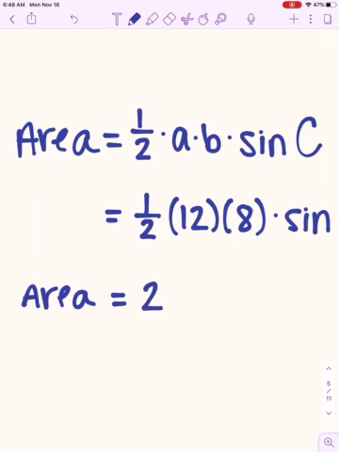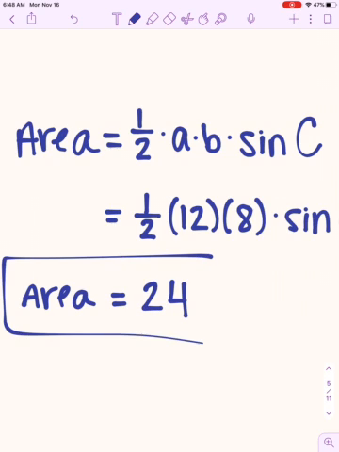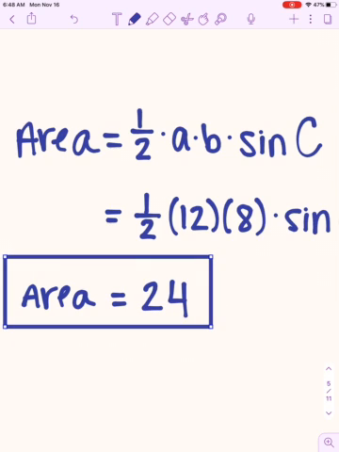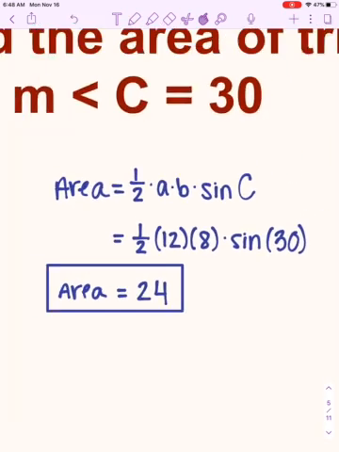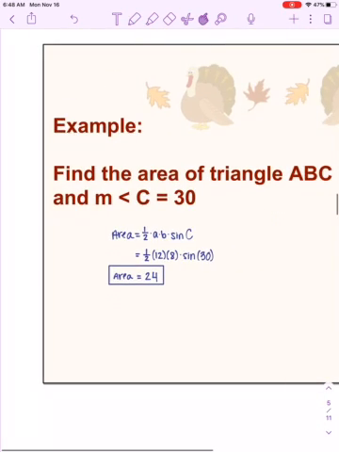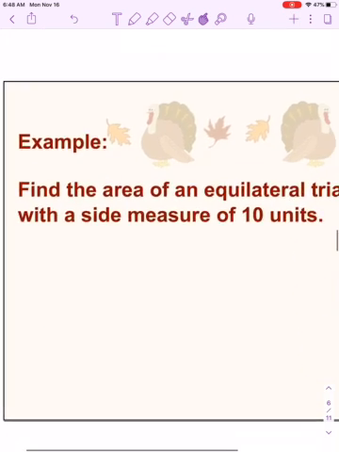So you just put that in your calculator and you should get 24. If you do not get a whole number, we're going to round to the nearest tenth on these, so 1 decimal place, but that one came out evenly. And that's it.